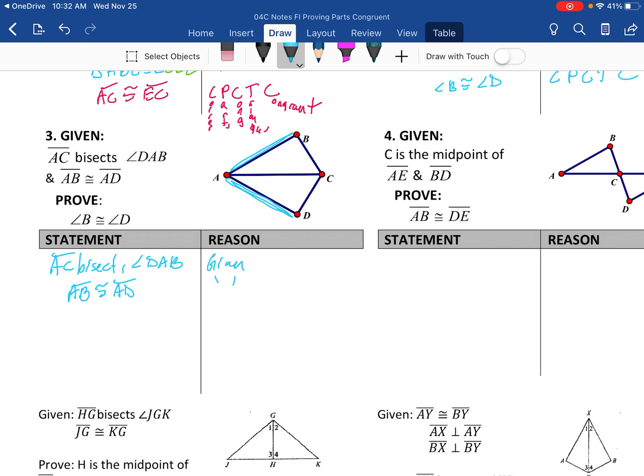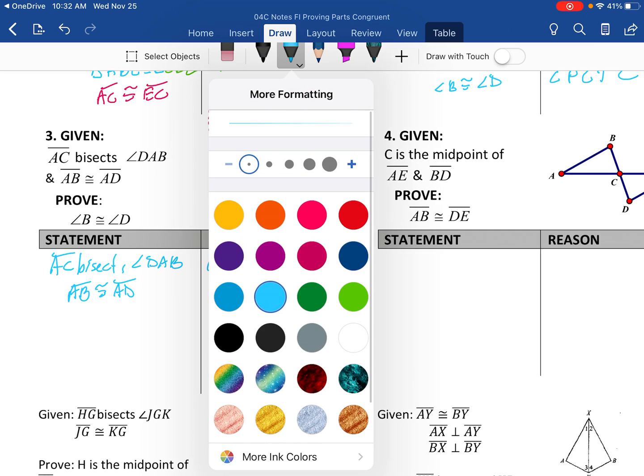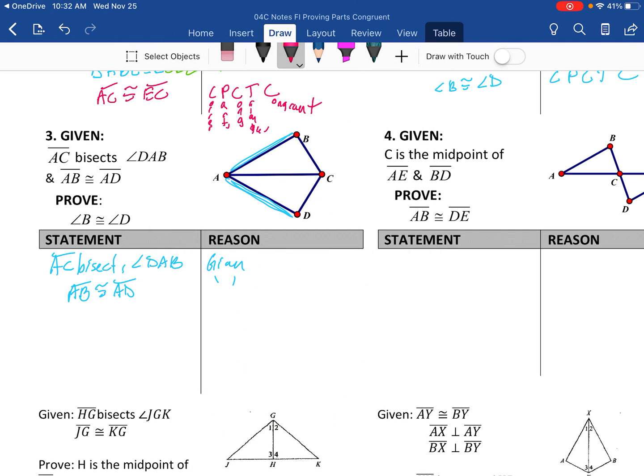That is also given to you. All right, I go to the bisect thing because I realize that if AC bisects this whole angle, this angle here, then I know this part has to be congruent to this part. So I know angle BAC must be congruent to angle DAC. And the reason is definition of bisect.